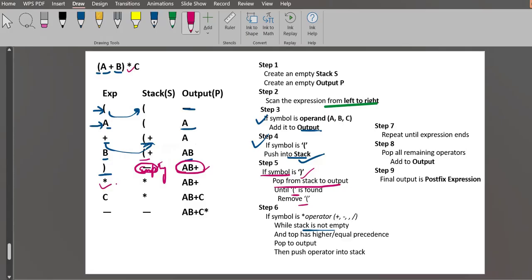Now multiply will come. Multiply is here, and multiply will go in the stack. Yes. C will go in the output. This is the output you are seeing: A B plus, and then C will come. Okay. Now there is nothing left, so you have to pop all the operators, all the things from the stack, to the output. So I am writing A B plus C multiply. Okay. Now your operation is over, so you got the final postfix expression. All right, so this is a simple example.